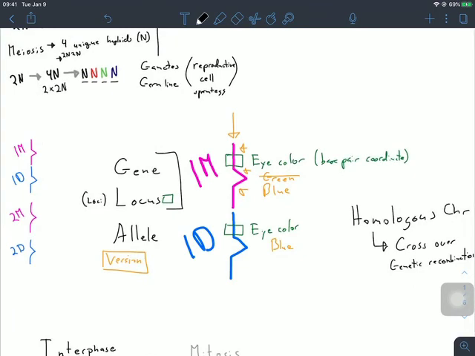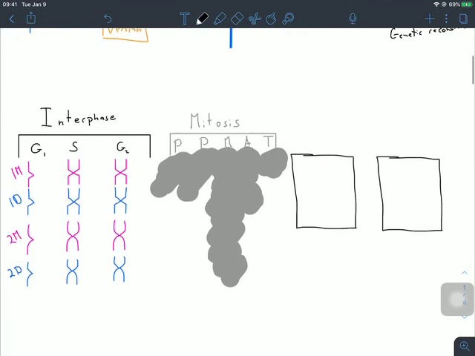So with that vocab under our belt, let's do a quick review and a quick sketch of what things look like in the process of mitosis. And while we're doing this sketch, I want y'all to pay very close attention to the movement of the chromosomes, because this is a very important topic as to the end products generated here.